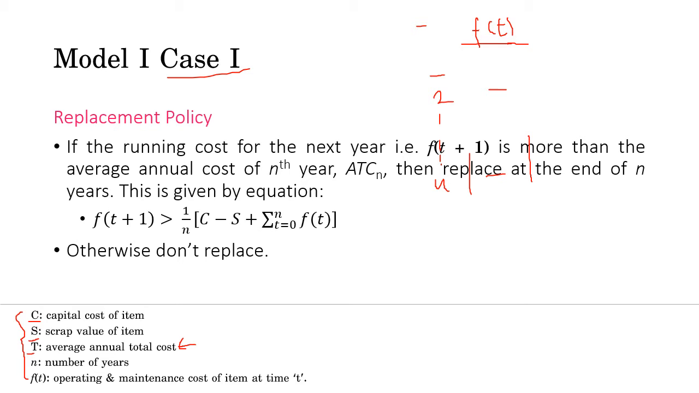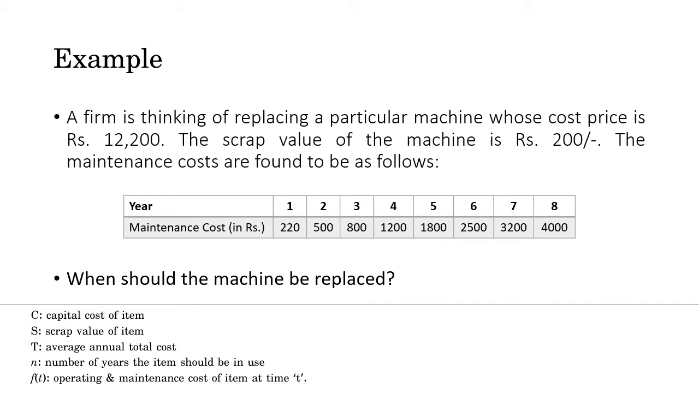So let us solve an example based on this case of model 1. A firm is thinking of replacing a particular machine whose cost price is 12,200. So this is the price at which the machine was purchased. This is capital C. The scrap value of the machine is 200. So if now the company or the firm thinks of selling the machine, then it will go at a value of 200 rupees, which is very small as compared to the C. So this is the scrap value S.